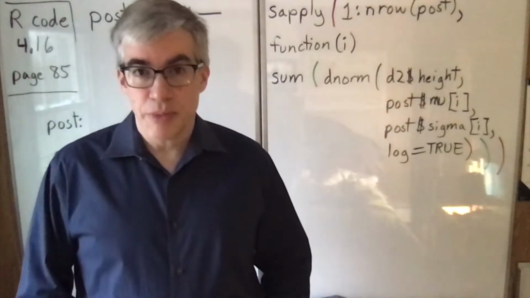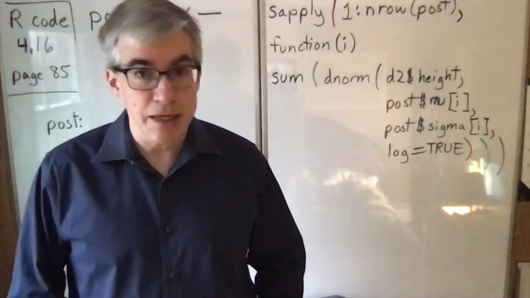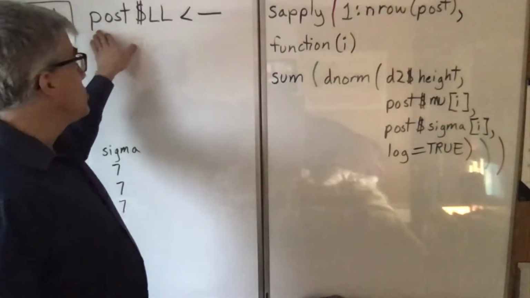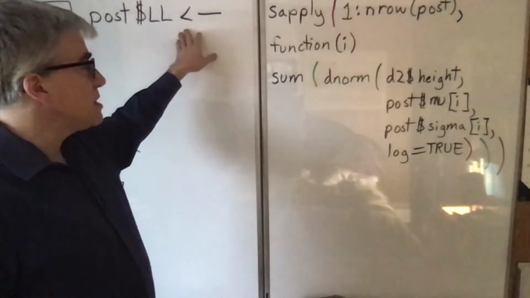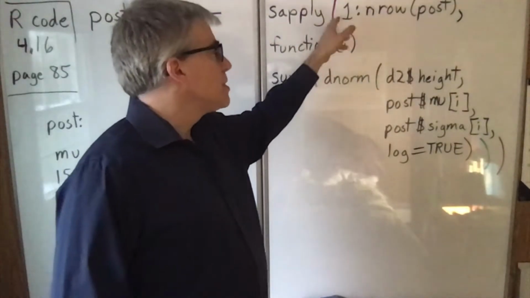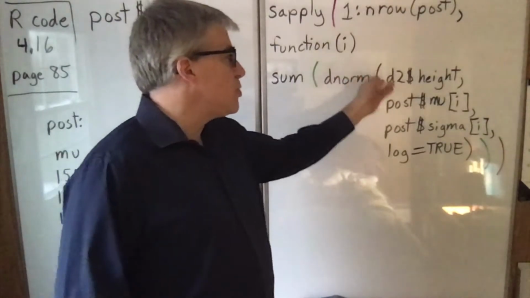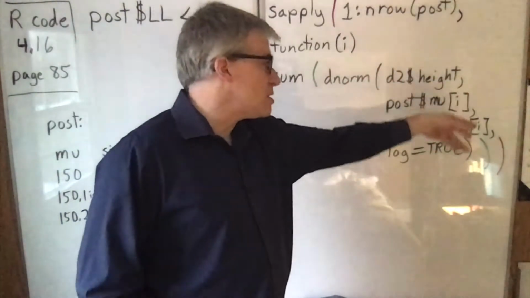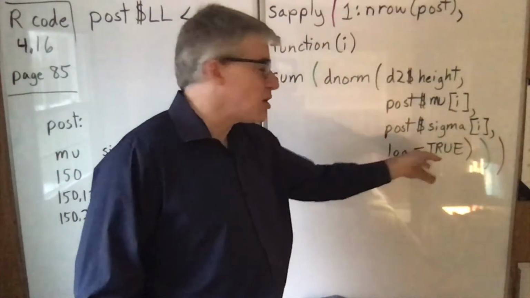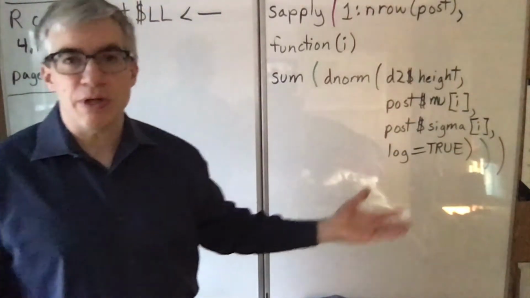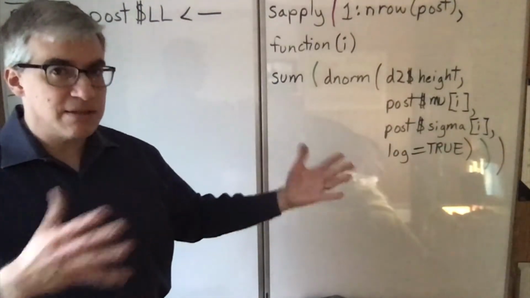So first, this is the list of all the candidates for mean and sigma combinations he wants to look at. Now we come to the really complicated line in the code. post$LL gets assigned sapply(1:nrow(post), function(i) sum(dnorm(d2$height, post$mu[i], post$sigma[i], log=TRUE))). What on earth is all of that? It's going to take a while, but let's break it down.